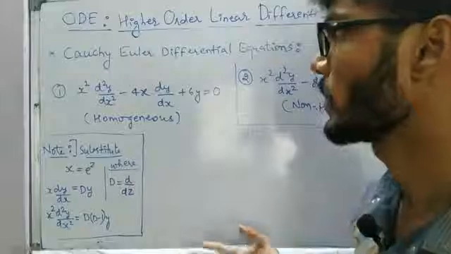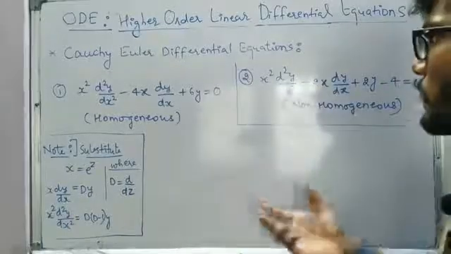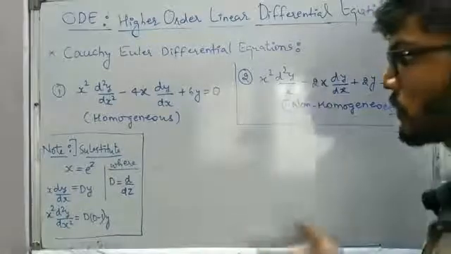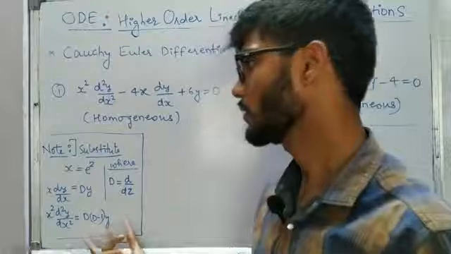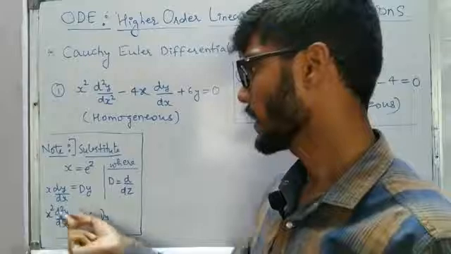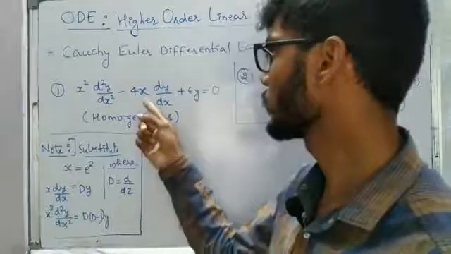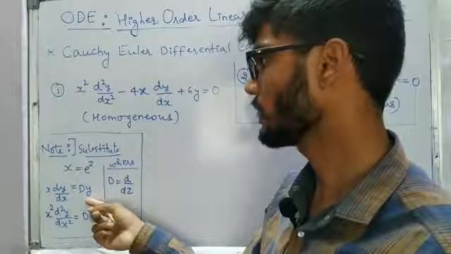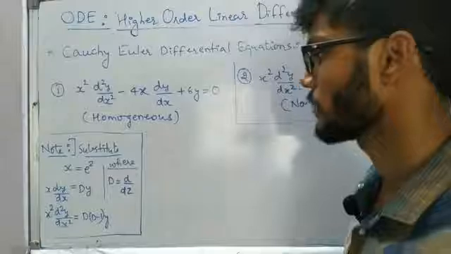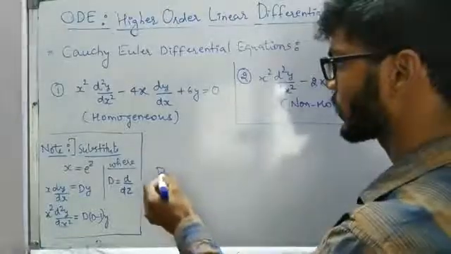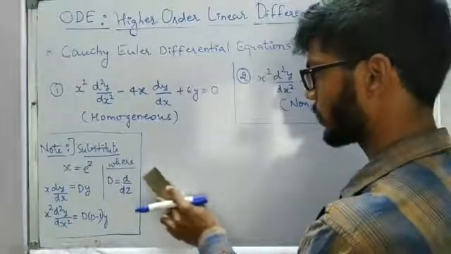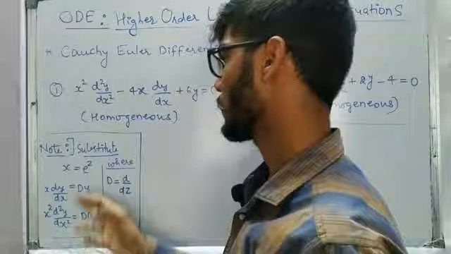Even in non-constant coefficient differential equations we have multiple varieties, but from the GATE point of view we have to discuss only this case. We have to make use of a little substitution: x we are going to substitute as e power z. Wherever we find x into dy by dx, we put it as Dy, and wherever we find x square d2y by dx2, we put it as D into D minus 1 y. In the previous session capital D was d upon dx, but in this case it is going to be d upon dz, because we made the substitution x as e power z.